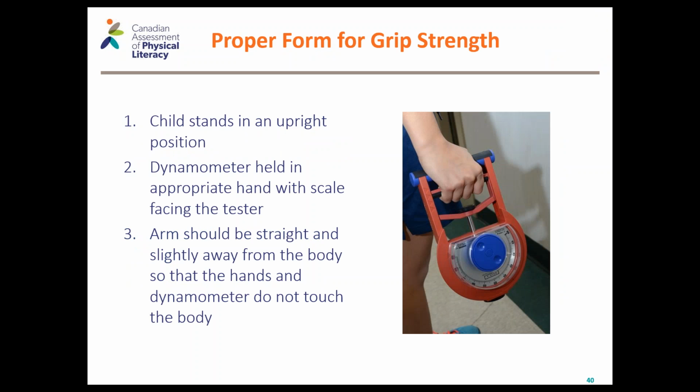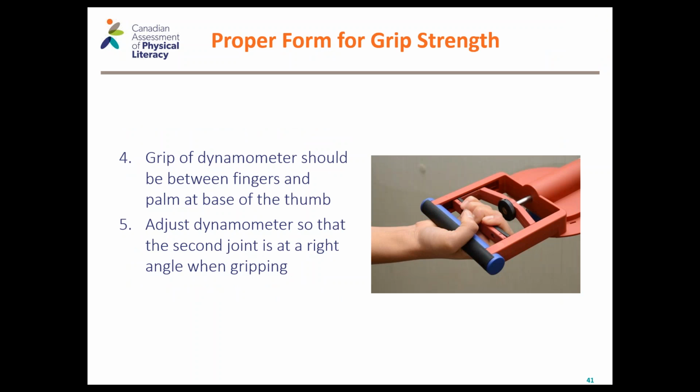So for the proper form for grip strength, the child stands in an upright position. The dynamometer is held in the appropriate hand with the scale facing the tester, just like the picture on your screen. The arm should be straight and slightly away from the body so that the hand and dynamometer do not touch the body. And then the grip of the dynamometer should be between the fingers and the base of the thumb. You can adjust everything to make sure that the second joint is at a right angle. Depending on the age of the child, you might need to adjust there.